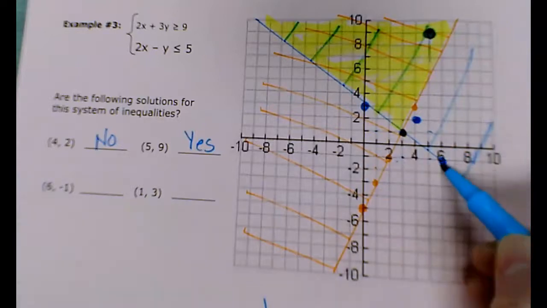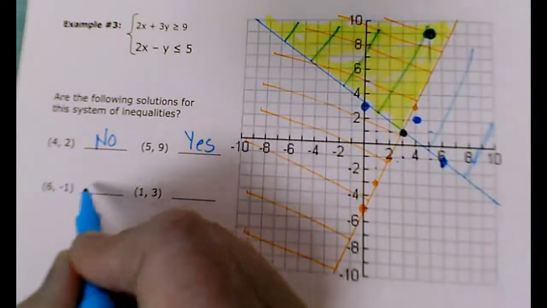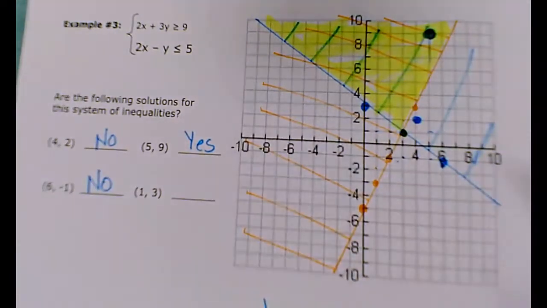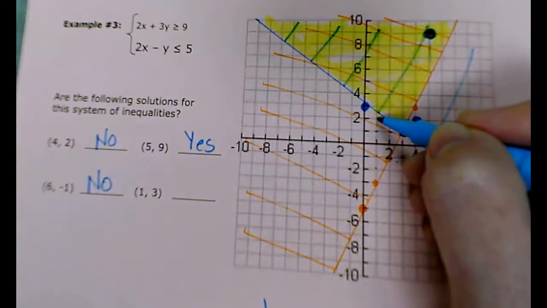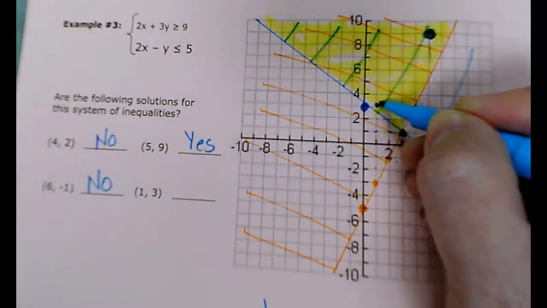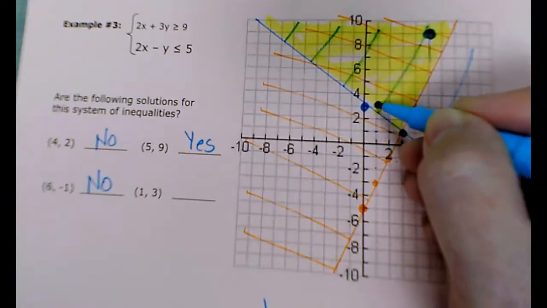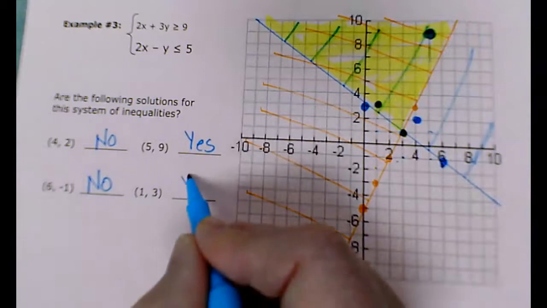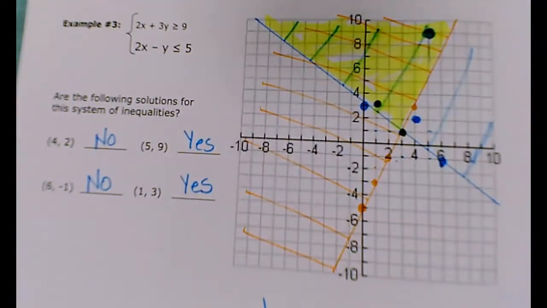The point (6, -1) is right here. It's on the blue line, but it's way down here, and the shaded area is way up there, so that is not a part of both solutions. The point (1, 23) is just above the line, so it is in the shaded area.